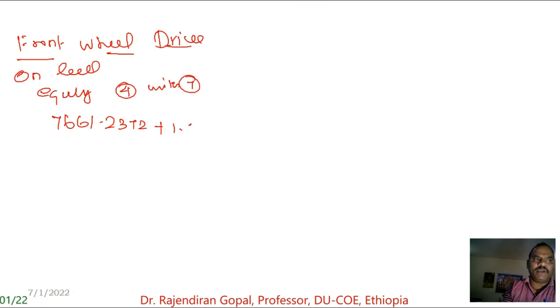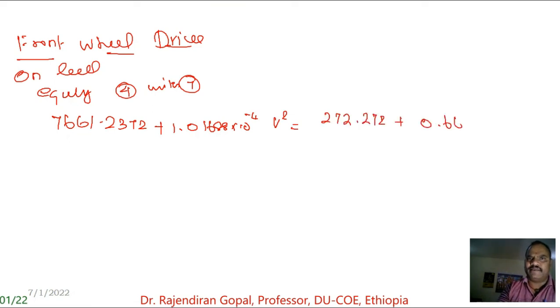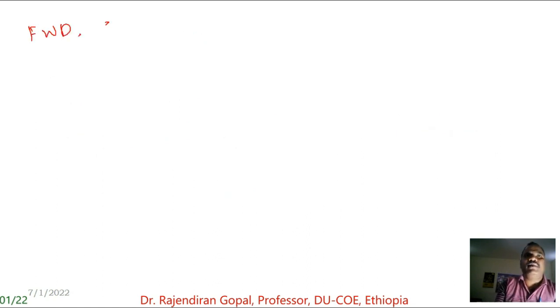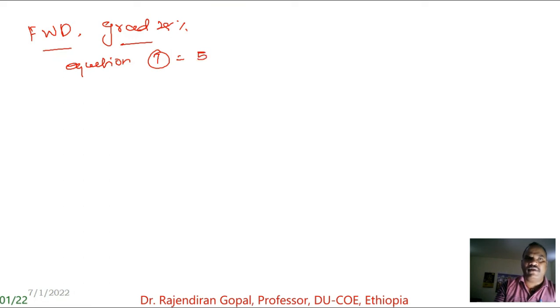Now for the front wheel drive on level, equating equation 4 with 7, that is 7661.2372 + 1.01688 × 10^-4 V² = 272.272 + 0.66374 V². Then 0.663638 V² = 7388.96. Then V is equal to 105.509 kilometer per hour.